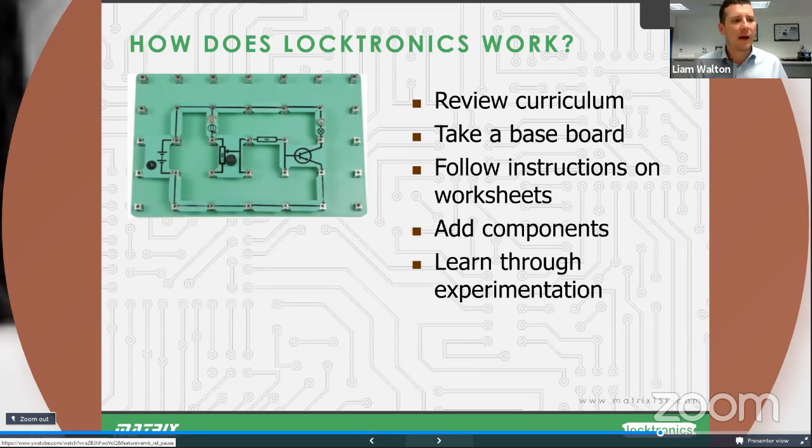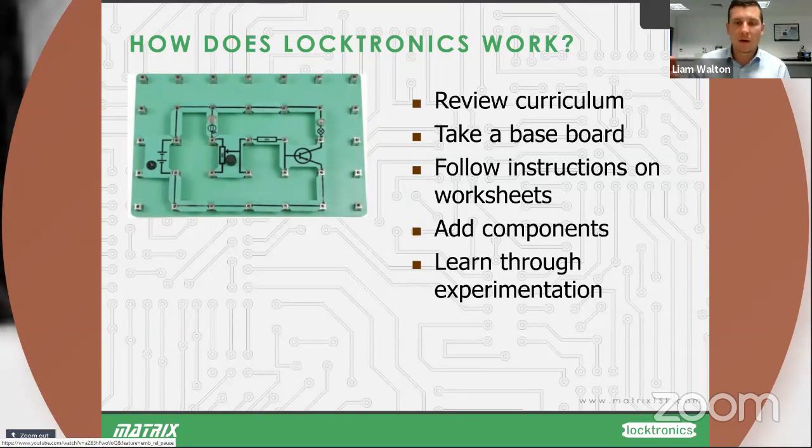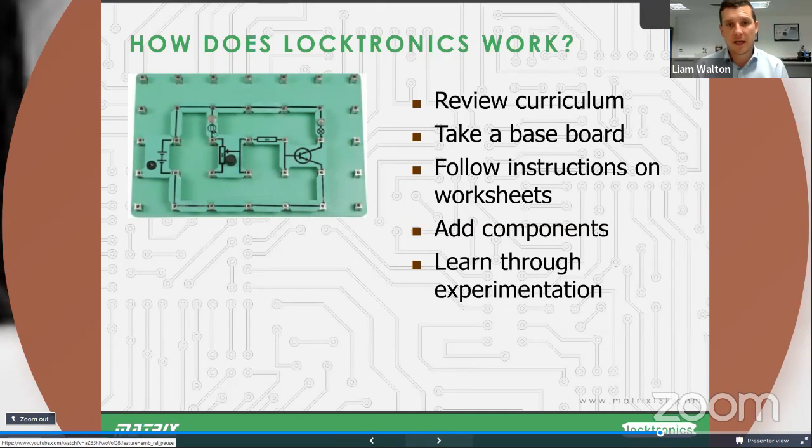We have specific kits, which I'll come on to in a few slides' time, that are suitable for the A-level physics syllabus from AQA, for example. In fact, they're written pretty much to the specification that's outlined there. The way that things work is the student takes the curriculum, they take one of the worksheets, they then take a baseboard, and they follow instructions that are given to them on the worksheets. So it's great for teacher-led learning.